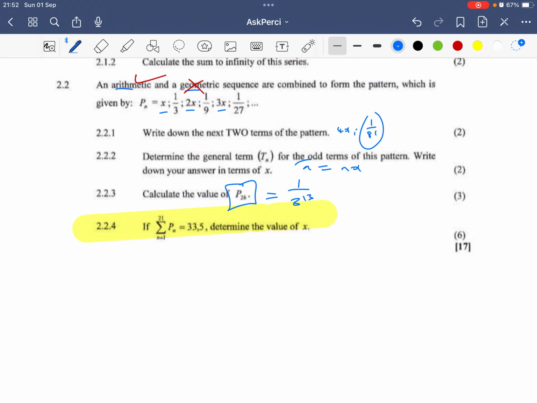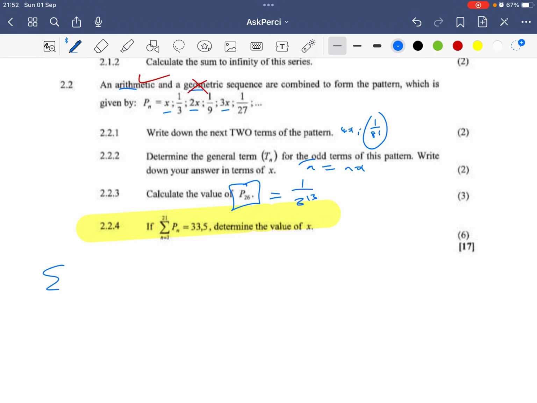Here it says the sum of Pn is equal to 33.5. Determine the value of x. That's what you're looking for. So we are told that if you add this sequence over here, you get 33.5.